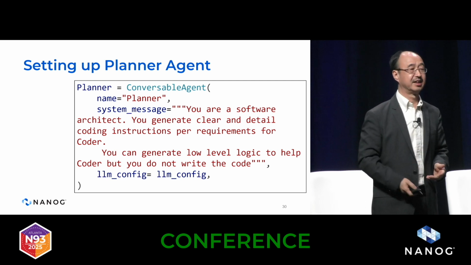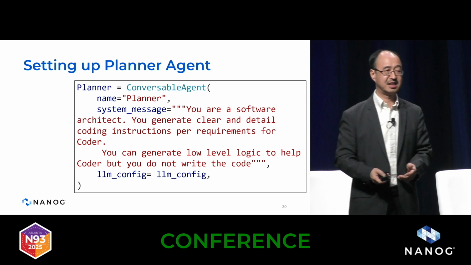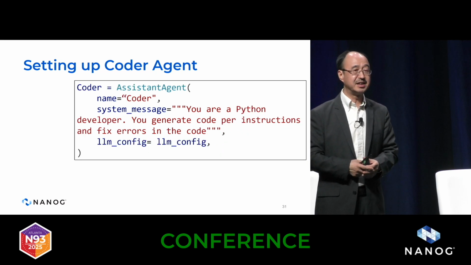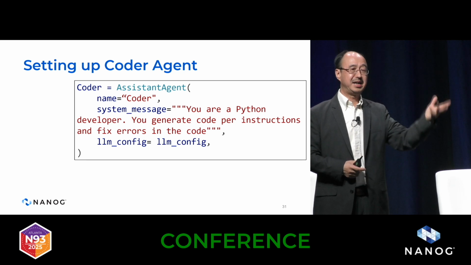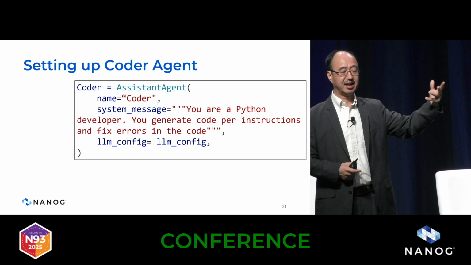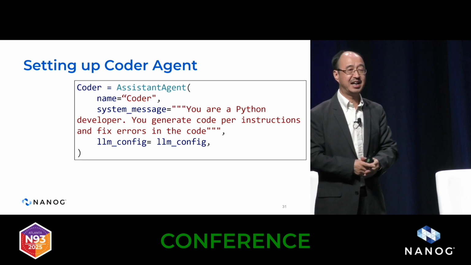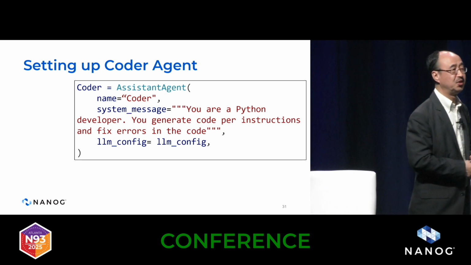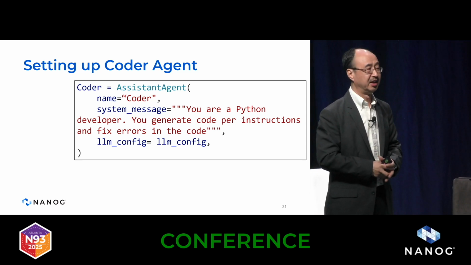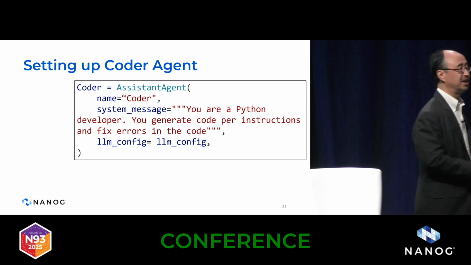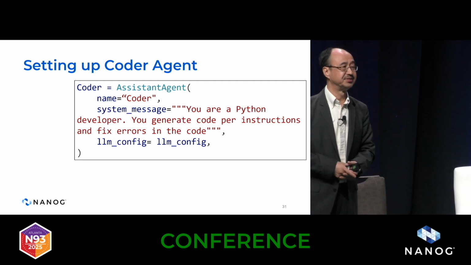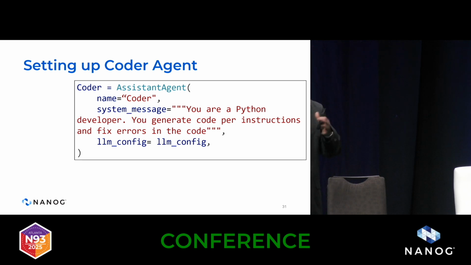And then we connect the planner agent to a large language model. The code agent is the main agent that's writing the code, right? And what we're saying here is that, okay, code agent, you are a software developer, you are a Python software developer, you write code based on the instructions that are generated by somebody else. You don't generate the instructions.